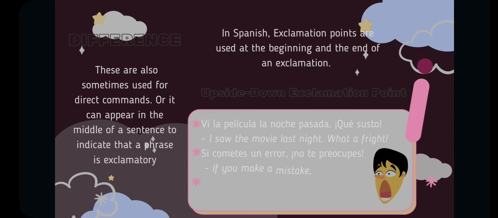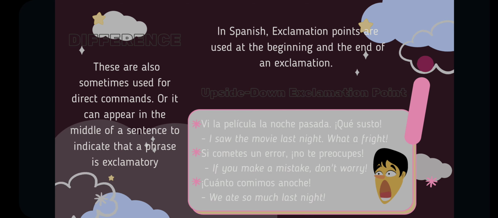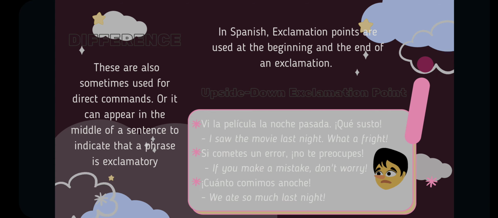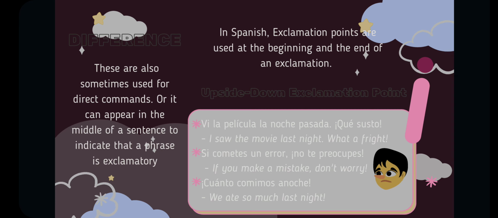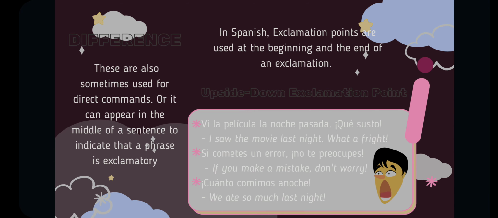Now let's check some differences. In Spanish, exclamation points are used at the beginning and at the end of an exclamation. At the beginning, they are called upside down exclamation points. These are also sometimes used for direct commands, or can appear in the middle of a sentence to indicate that a phrase is exclamatory. Please take some time to read the examples.